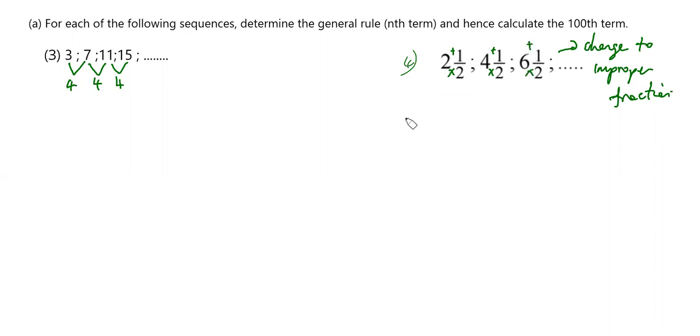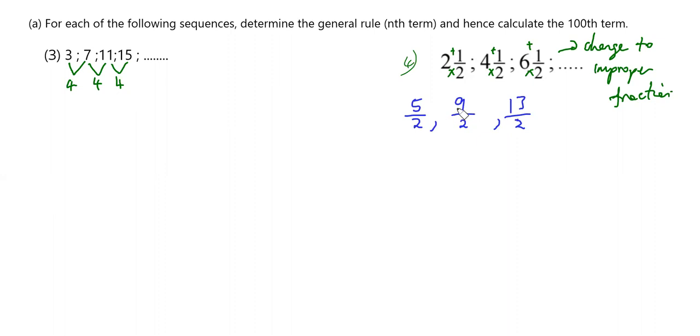So what do we do now? We're going to say, okay, what is 2 times 2? It's 4. 4 plus 1 is 5. So it's going to be 5 over 2. That's our first term. 2 times 4 is 8, plus 1 is going to be 9 over 2. Then 2 times 6 is 12. 12 plus 1 is 13. So it's going to be 13 over 2. That's what we have there.